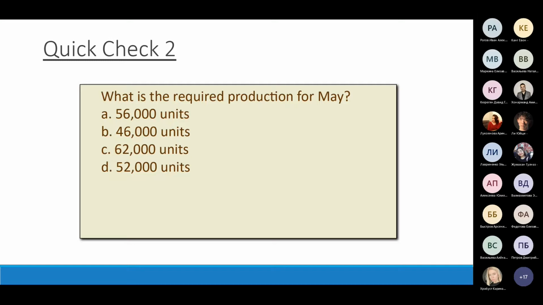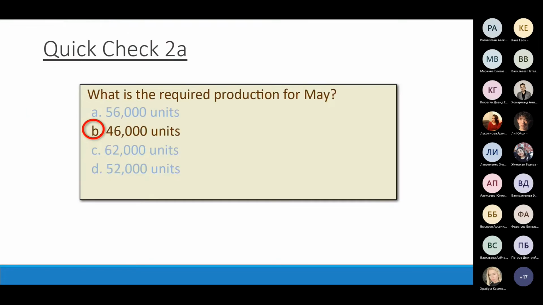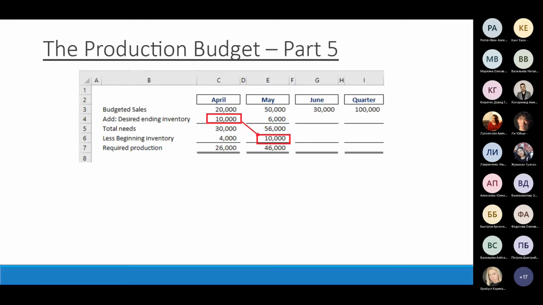If you see the calculations here, this production would be equal to 46,000 units, because we need to take into account our budgeted sales volume, the desired ending inventory, that is 20% of the following month's sales, and then the beginning inventory we have from the prior period.